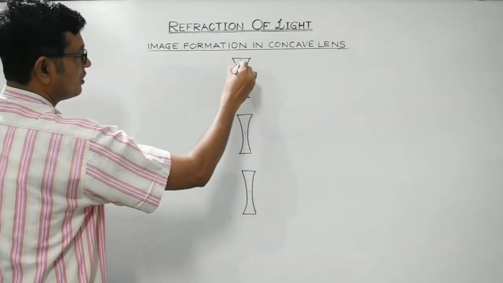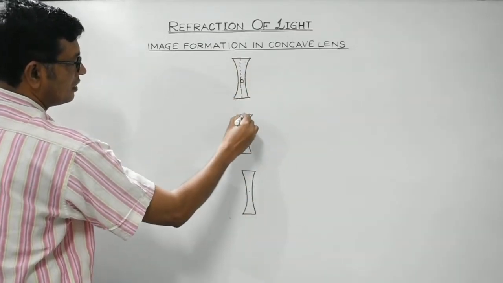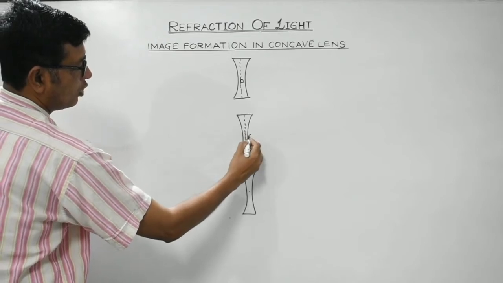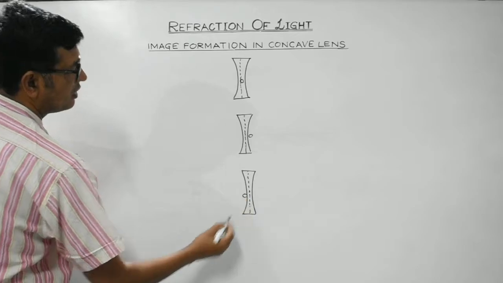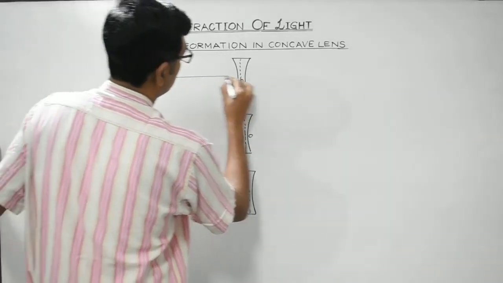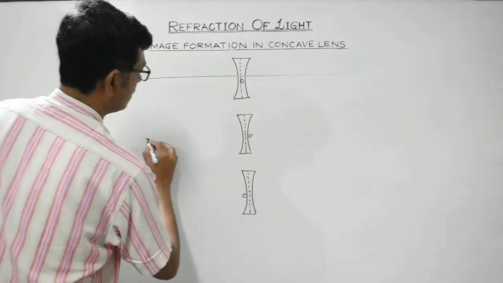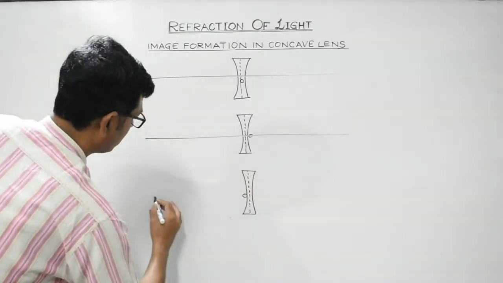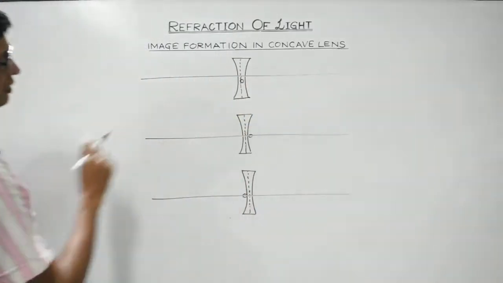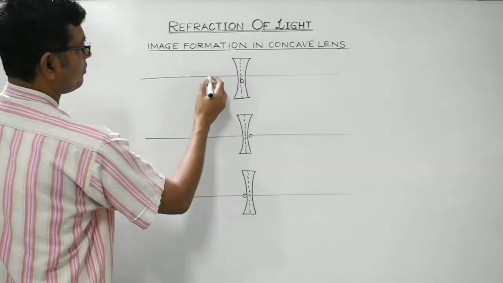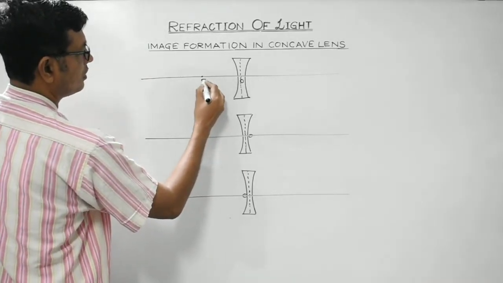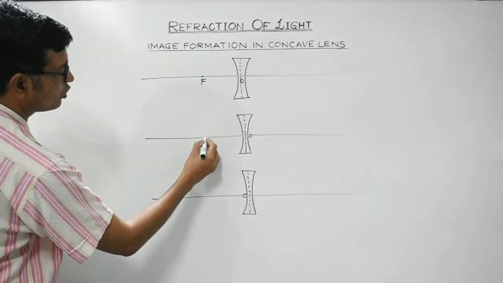So this is the reference line, isn't it? This is the reference line. This point is the optical center. And this is the principal axis. Right? Let us consider this to be the focus. Same, this to be the focus.